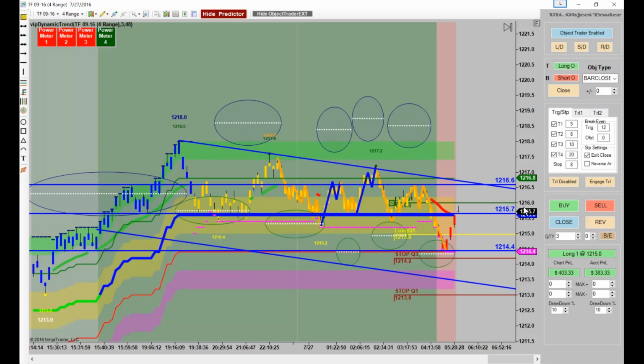I'm not going to move it. We're just going to leave it at 10. You see what it's doing right now, though? It's trying to hit this swing right here.